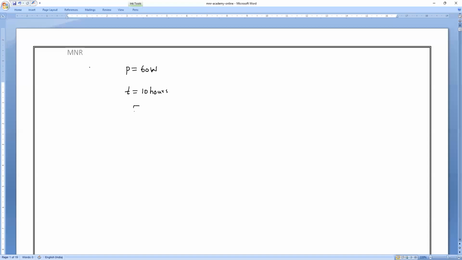So what are they asking when they say units? Energy, how much is consumed. So we all know the formula: power is equal to energy by time. Now energy is equal to power into time.